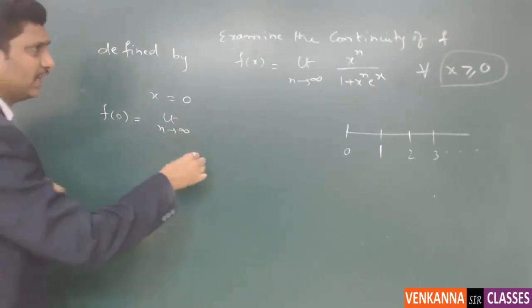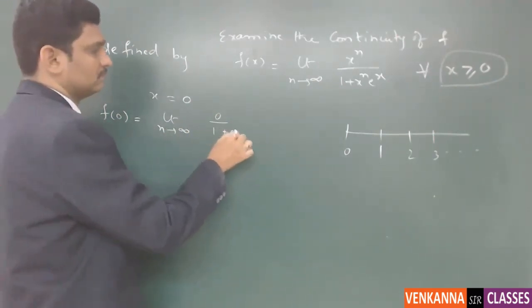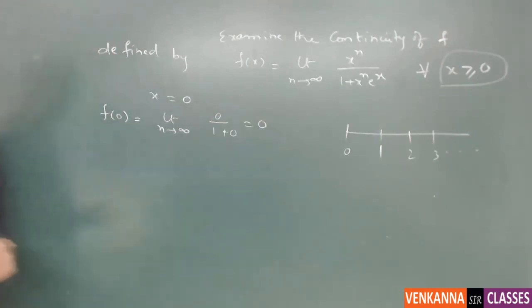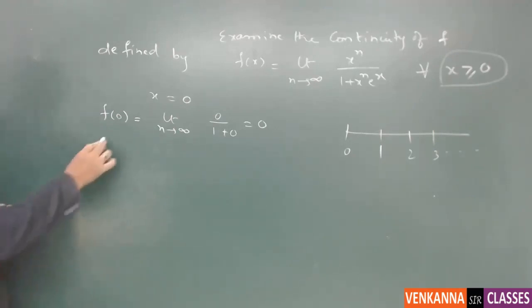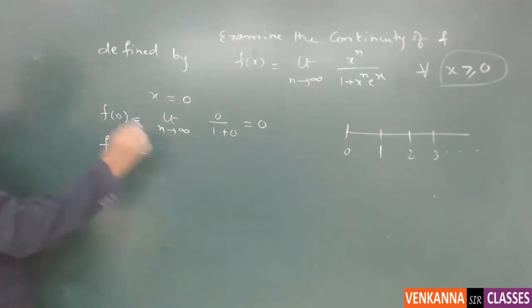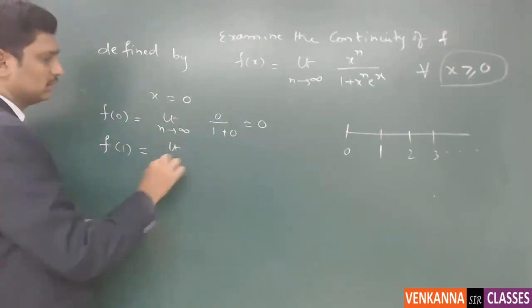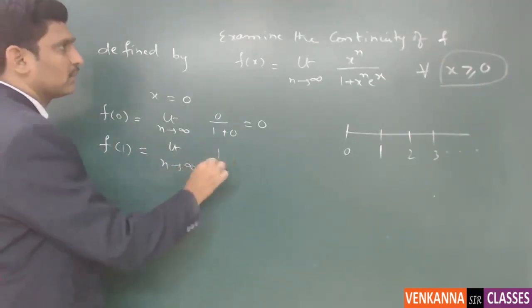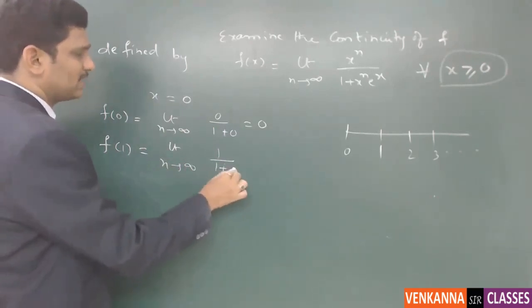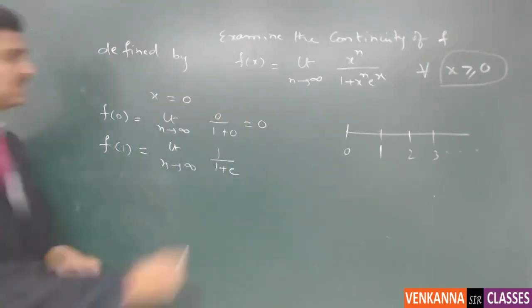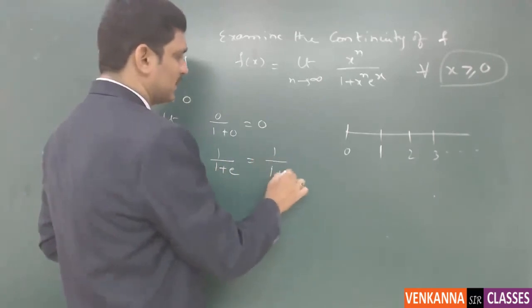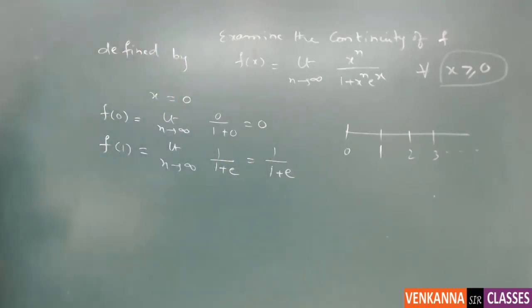limit n tends to infinity, and we accept the value. Now let us check what is the value of f of 1. So this is equal to limit n tends to infinity 1 by 1 plus e, which is equal to 1 by 1 plus e. Agreed.